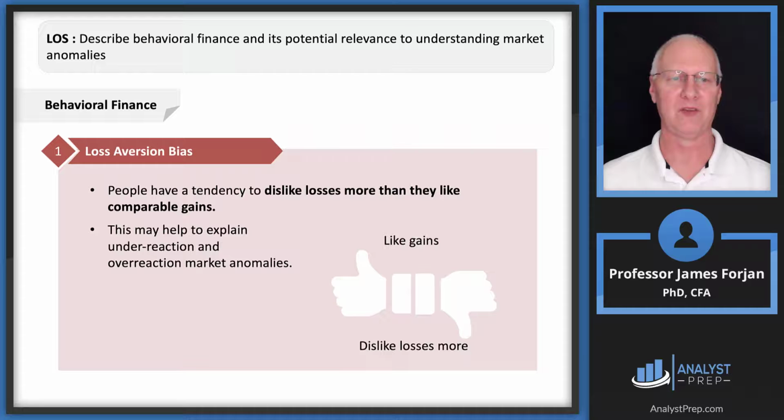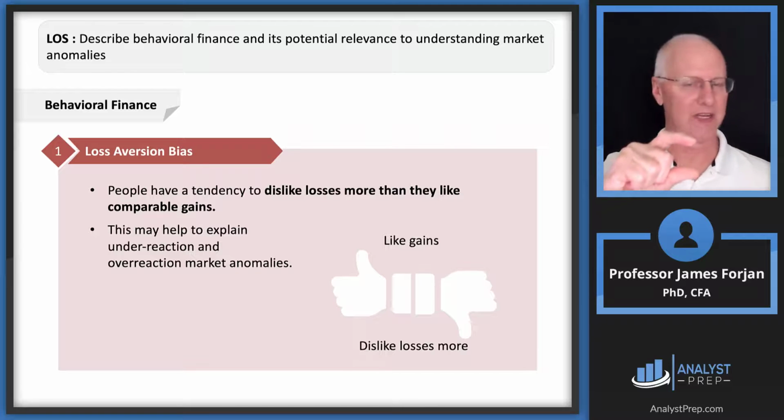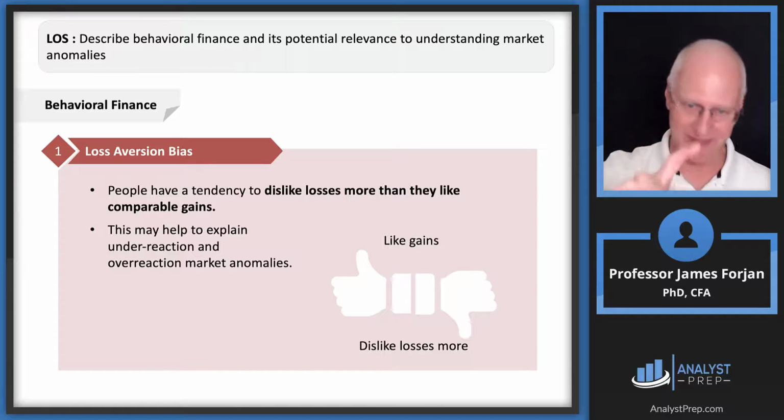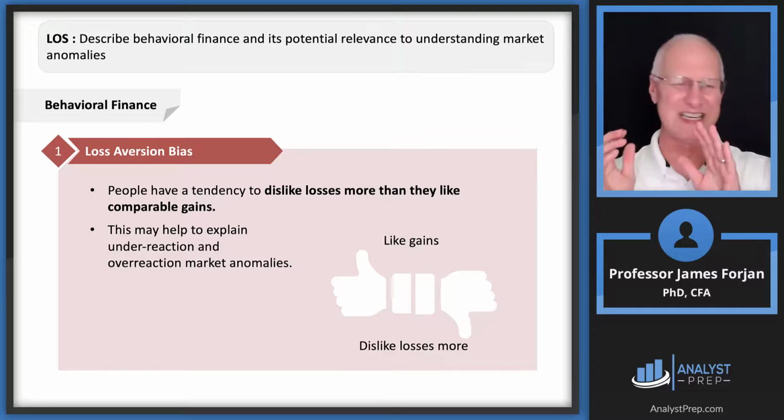This simply means that investors have a tendency to dislike losses more than they like comparable gains. In other words, if an investor is this happy to have a 10% gain, then they should be this sad to have a 10% loss. But instead, they have this much sadness for a 10% loss. So here we go. This is the implication here. Loss aversion bias, right? We dislike losses way more than we like gains.